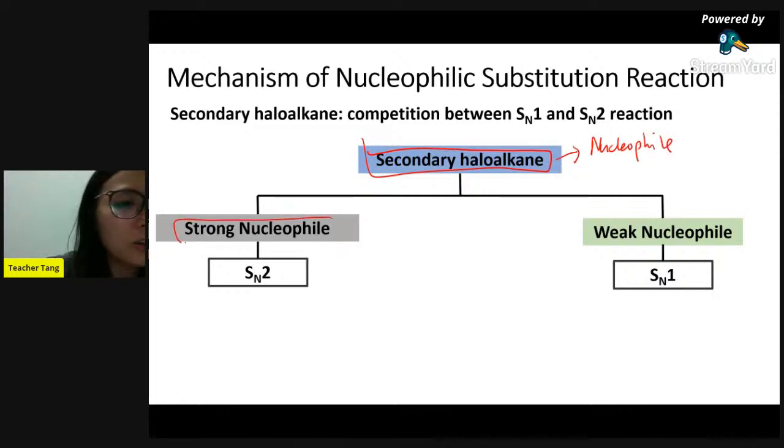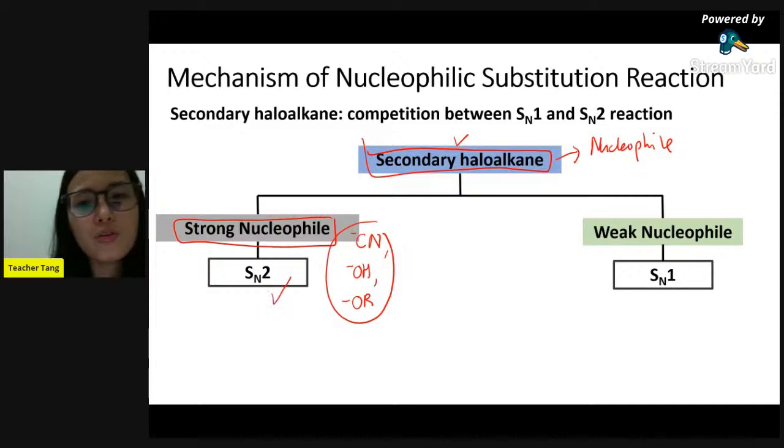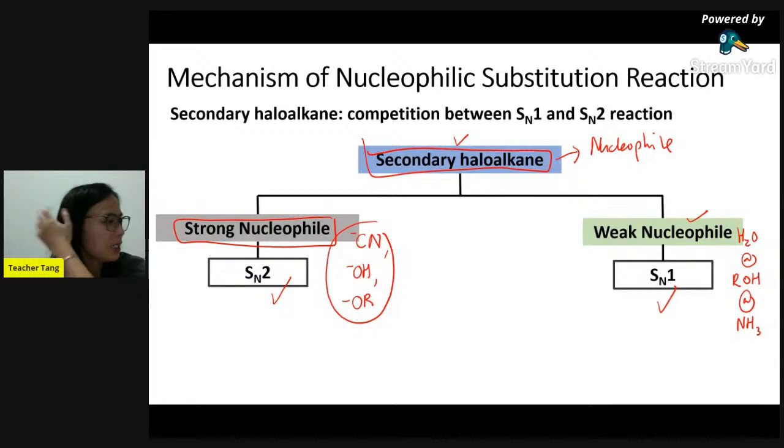For strong nucleophiles, such as cyanide ion, hydroxide, and also alkoxide, secondary haloalkane will proceed through SN2. If with a weak nucleophile, such as water or alcohol or ammonia, then it will proceed through SN1. So for secondary haloalkane, we look at the nucleophile.